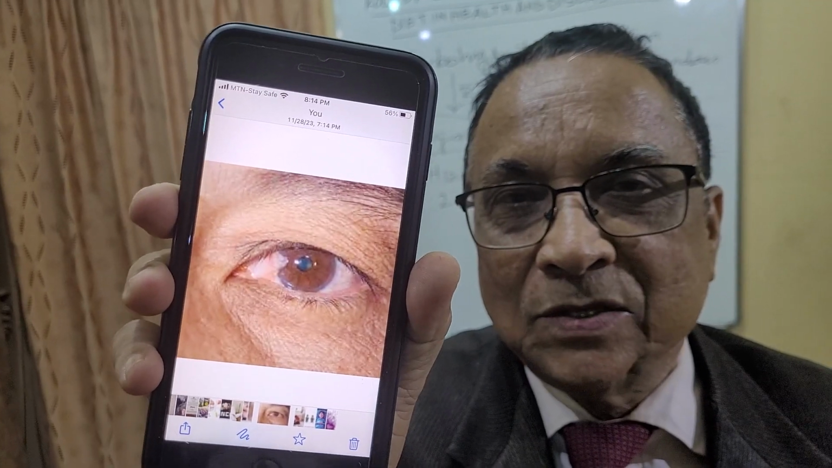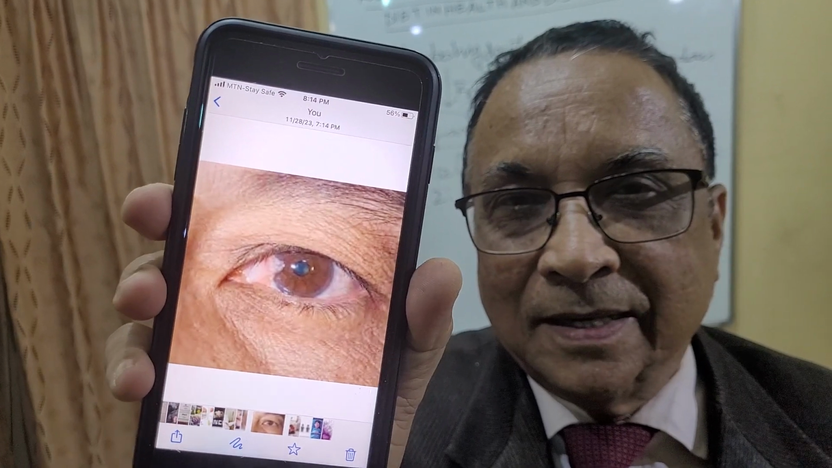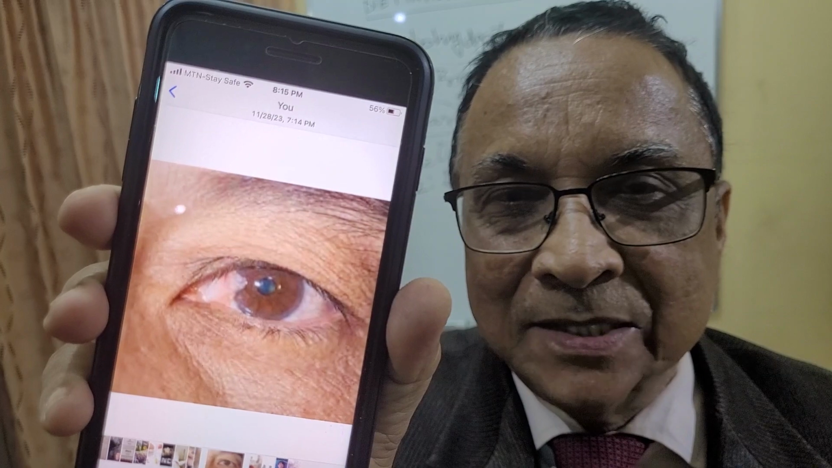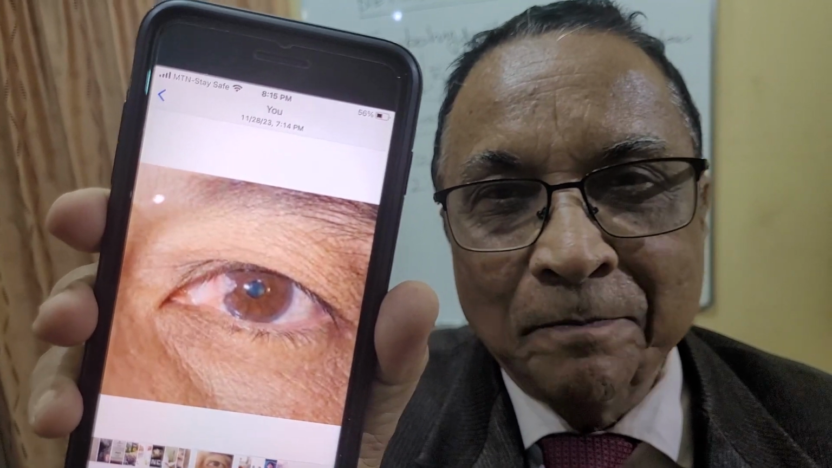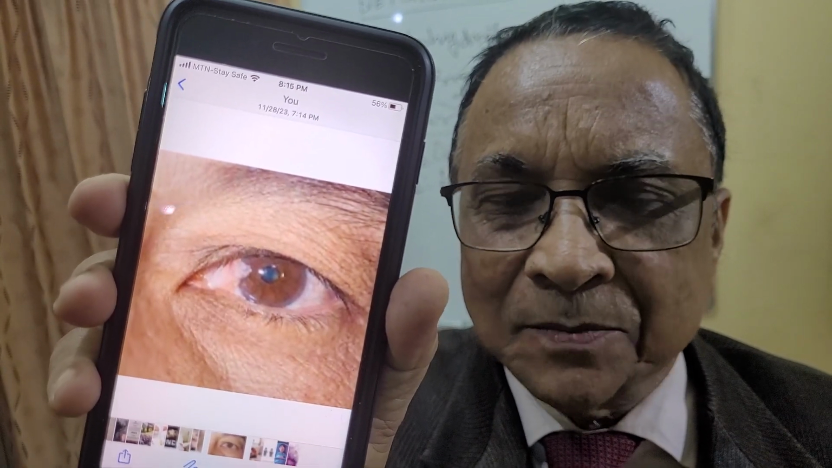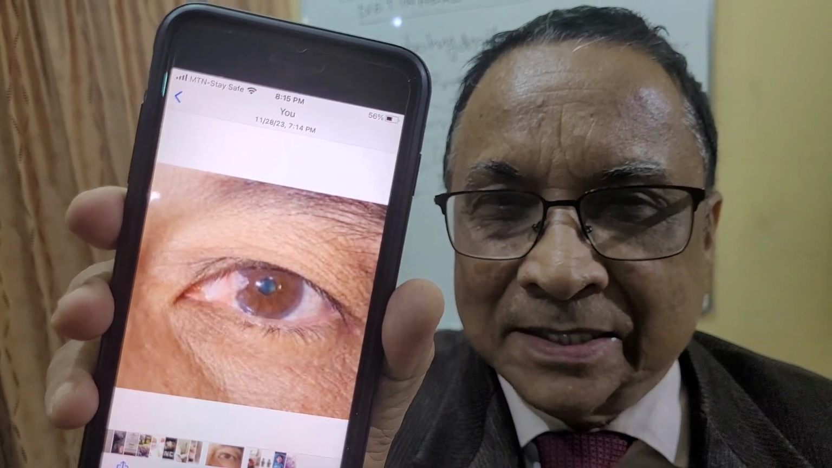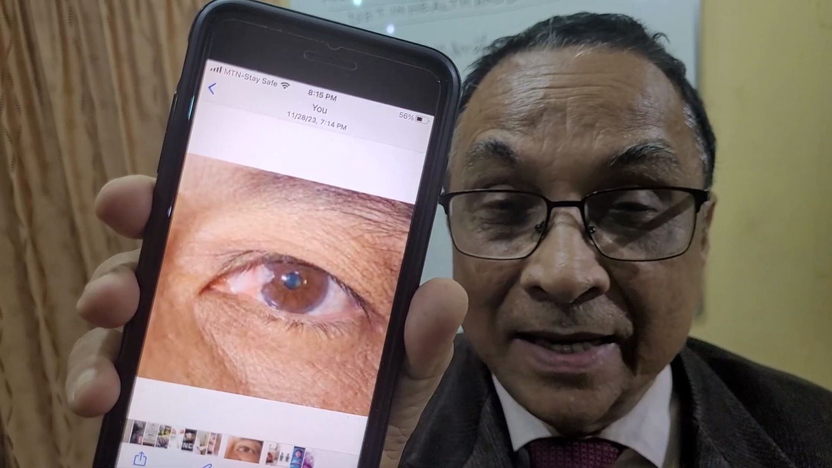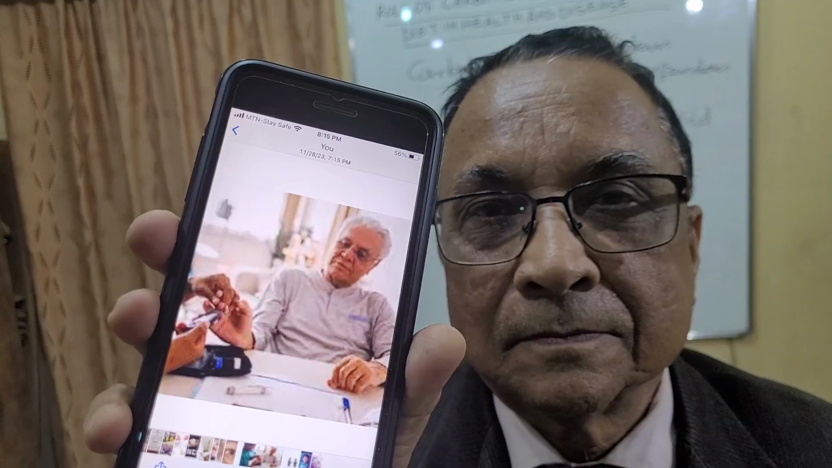If you see such a type of dull and wet or reddish color, it means you are suffering from glaucoma, and glaucoma is caused by excess sugar reaching your eye, and that is the main cause of glaucoma.